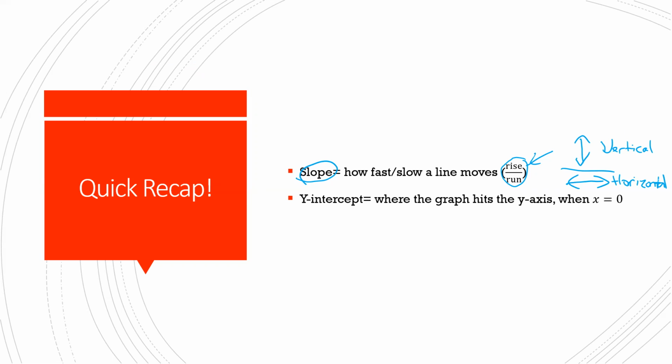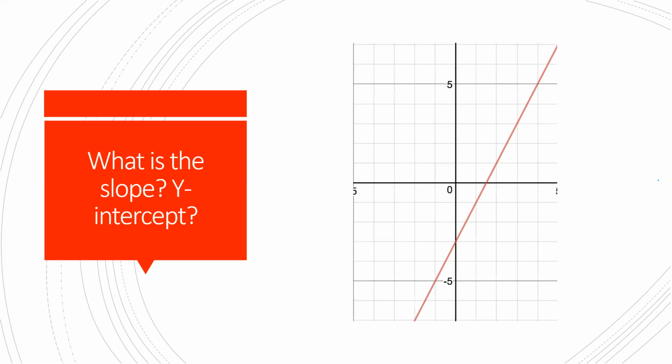The y-intercept is where the graph hits the y-axis. And so that's when x is equal to 0. So pretty easy definition there. So what is the slope and what's the y-intercept in this case? Well, to find the slope, let's start with that one first. Actually, let's start with the y-intercept. The y-intercept is probably the easiest. So we can clearly identify here that the line hits the y-axis at -3.